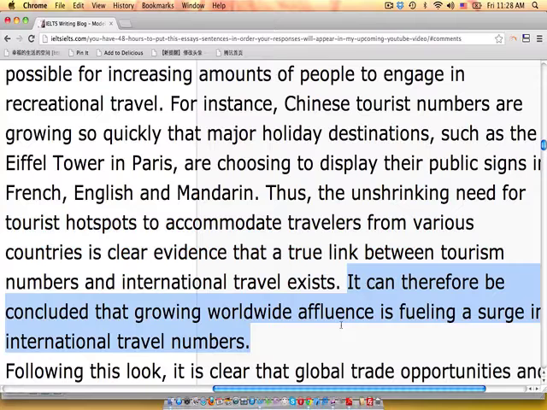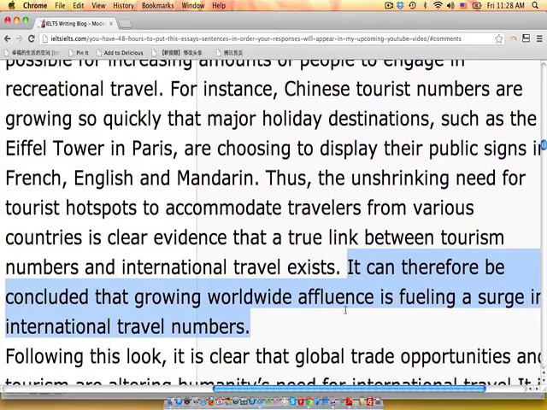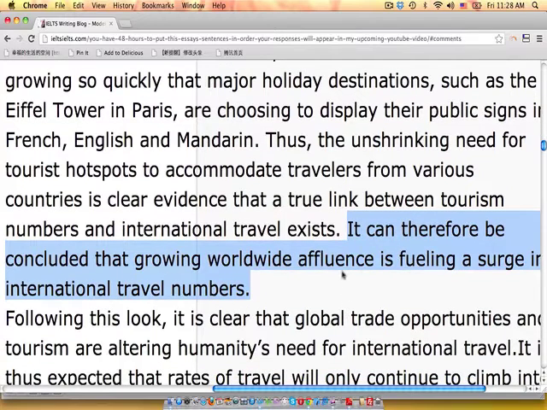It can therefore be concluded that growing worldwide affluence is fueling a surge in international travel numbers. Now, I think some people got confused because they saw the word concluded and then they thought, okay, this is obviously something that appears in the conclusion sentence. But that's not true. This is one of the minor conclusions that we have in the essay. So as you know, at the end of your supporting paragraphs, you should be sort of coming to some kind of conclusion that links what you're saying in this supporting paragraph back to your thesis.